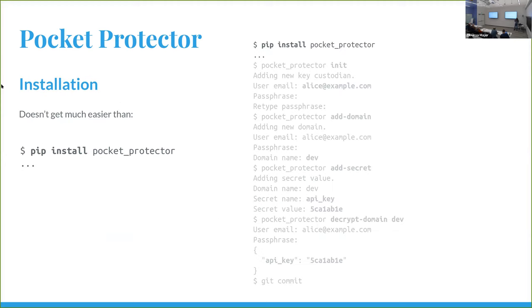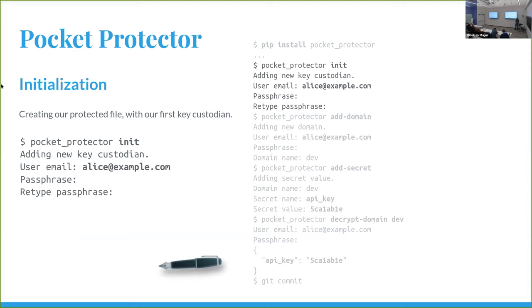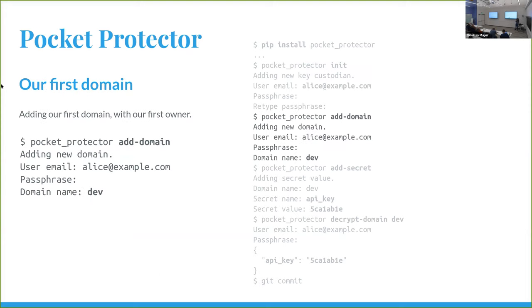All right, but down to the actual practice of doing it. Sorry, this is a little bit light on the screen, but basically first you start by pip installing Pocket Protector. It is actually pip installable. Then you init the protected.yaml. And this is just a file that you're going to check into your Git repo. So it tells you you're adding a new key custodian. What should be the email for that key custodian? alice@example.com. You type the passphrase, you confirm the passphrase. Standard stuff.